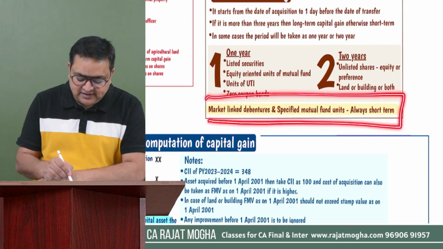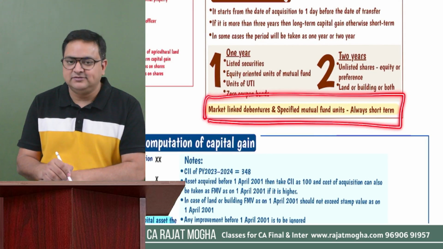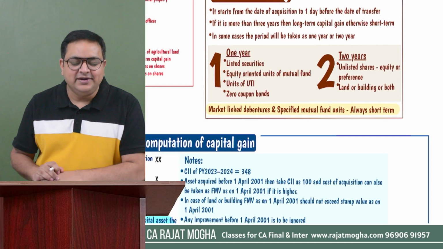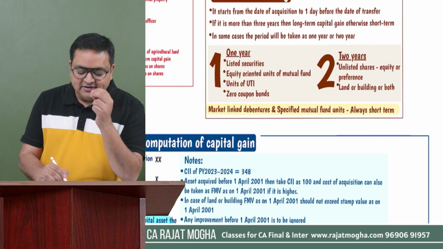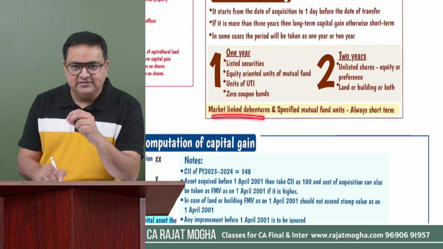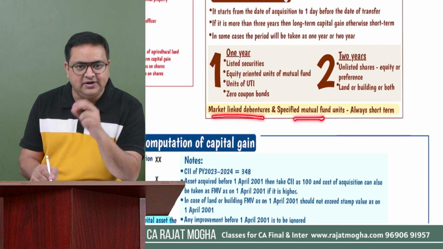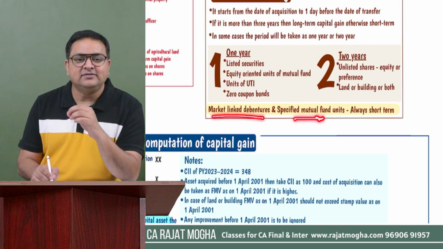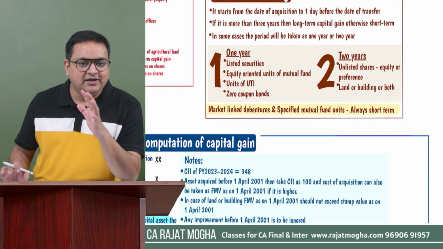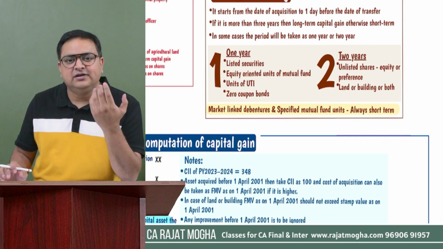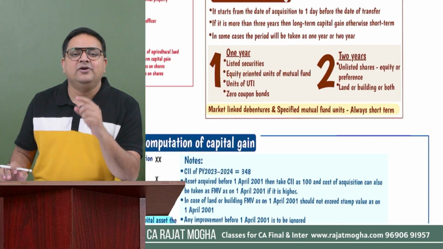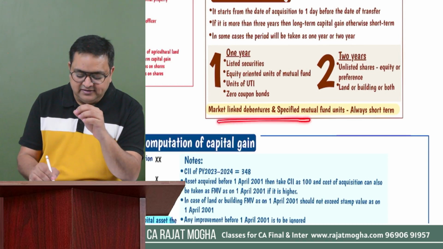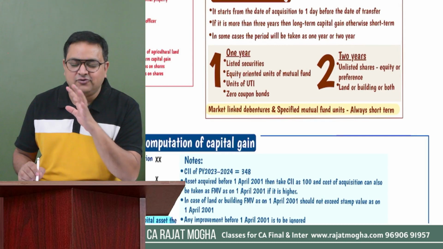Section 50AA is inserted by Finance Act 2023, and this is quite important. It's a very small section, but it is important. It says about two things. If the assessee is transferring their market linked debentures or specified mutual fund units, then irrespective of their holding period, whether we are selling it after 3 years, 4 years, 5 years, 10 years, it will always be short term. So for market linked debentures and specified mutual fund units, please take it always short term.